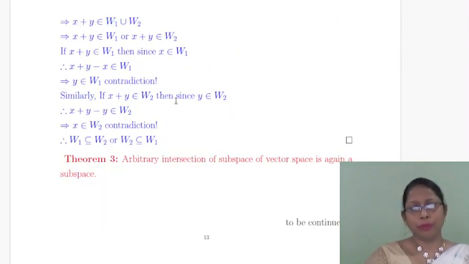As the proof of the last theorem, arbitrary intersection of subspaces of a vector space is again a subspace. This is your home assignment. You should try to solve this one. If you get the proof, then it is nice. If you are unable to solve this one, then you should inform me. I will solve it.